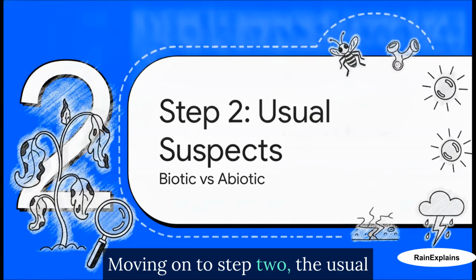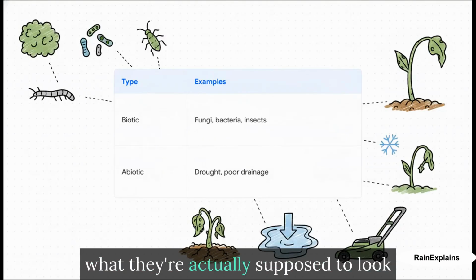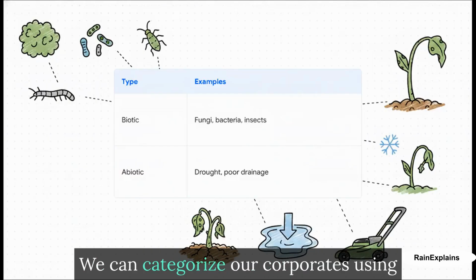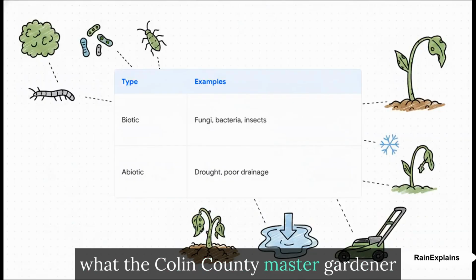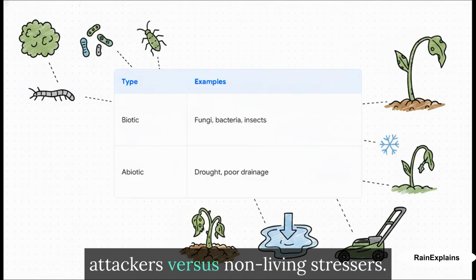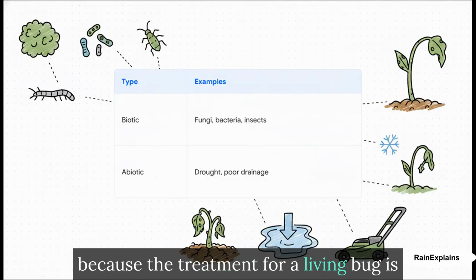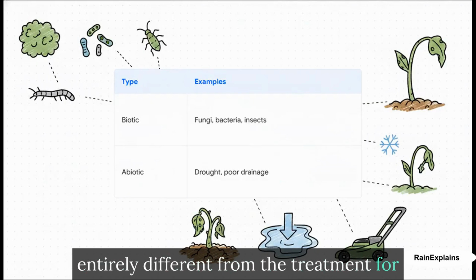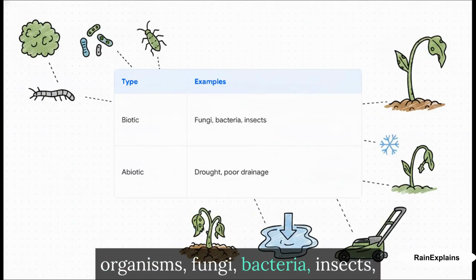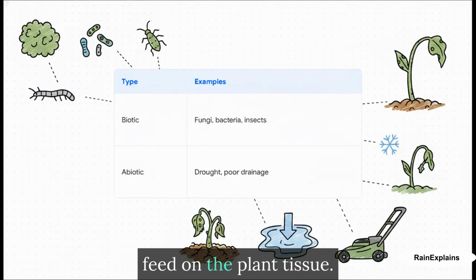Moving on to step 2, the usual suspects. Now that we know who our victim is and what they're actually supposed to look like, it's time to figure out what might be attacking them. We can categorize our culprits using what the Collin County Master Gardeners call the disease circle. This basically splits them into living attackers versus non-living stressors. And this distinction is a massive deal because the treatment for a living bug is entirely different from the treatment for, say, bad soil. On the biotic side, we've got living organisms, fungi, bacteria, insects, nematodes, things that actively infect or feed on the plant tissue.